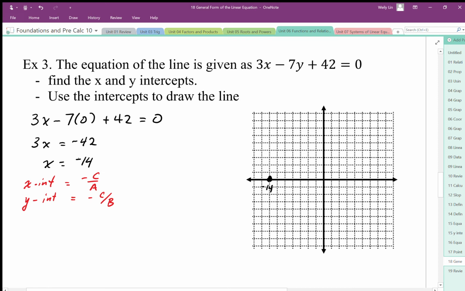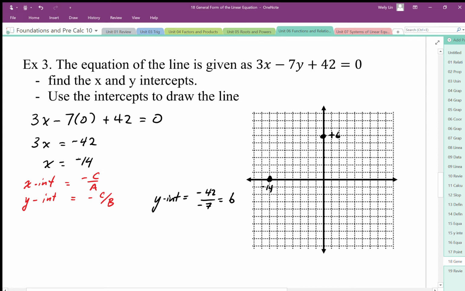And finding the y-intercept, we're just going to say that the y-intercept is equal to negative 42 divided by the coefficient negative 7. So negative 42 divided by negative 7 is positive 6. So we end up with a y-intercept of positive 6. Okay, so there it is.